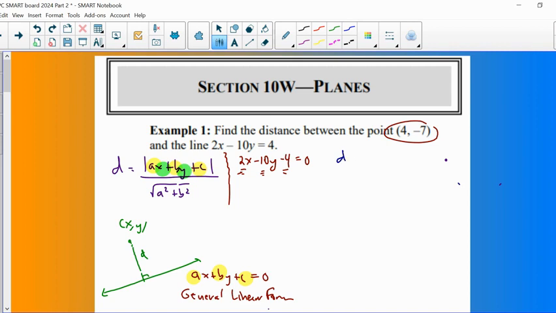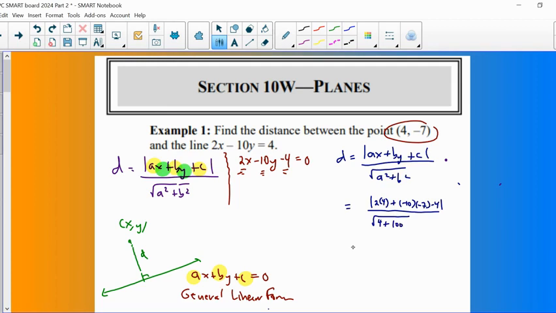I'm going to write my distance formula one more time, just so I can remember that: absolute value of ax plus by plus c, all divided by the square root of a squared plus b squared. Make sure you are careful of your parentheses, or in this case, absolute value. So 2 times 4, 8, plus negative 10 times negative 7, and then plus negative 4, all divided by the square root of 2 squared, which is 4, plus negative 10 squared, which is 100.